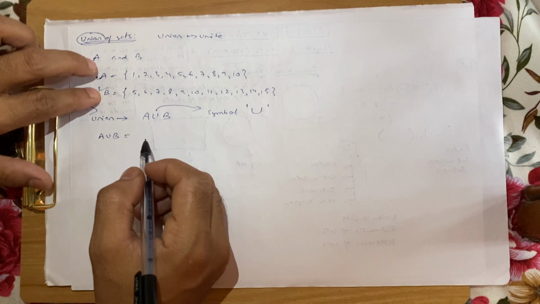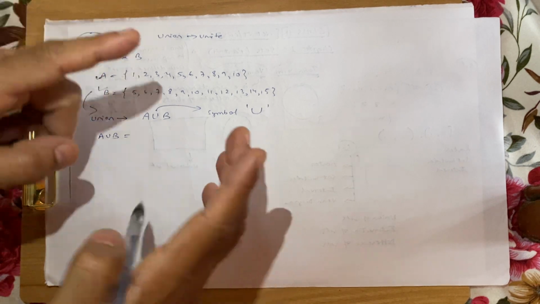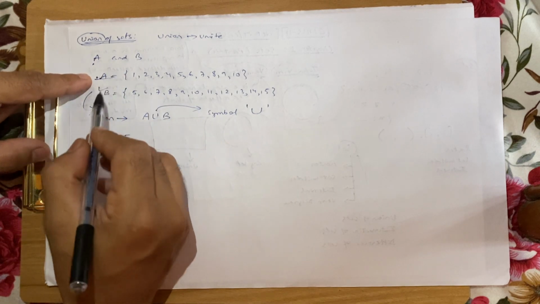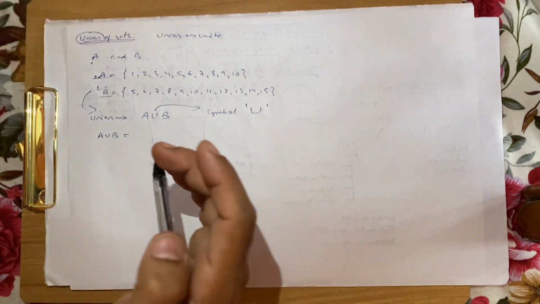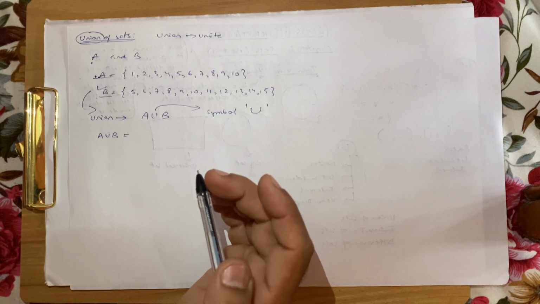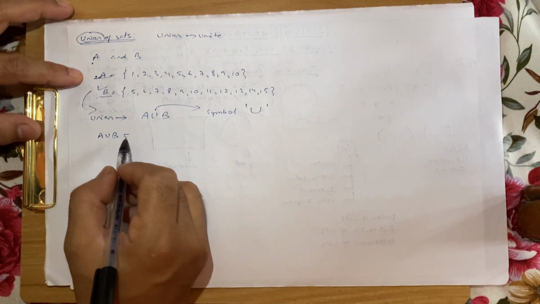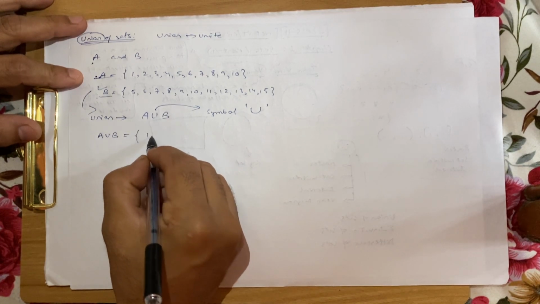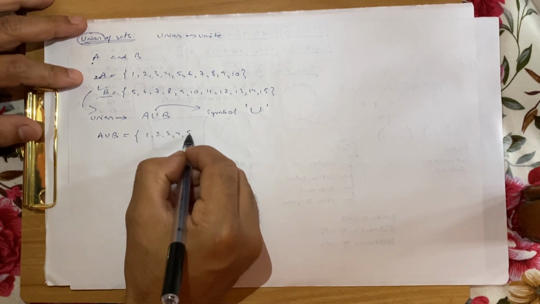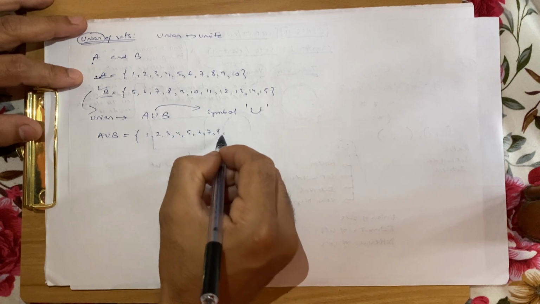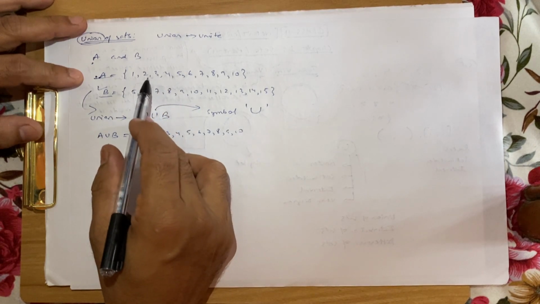So I need to combine the set A and set B together. This was a separate set, this was a separate set. So I need to combine A and B together and make it into one single set. Okay, so what will be A union B? It will be 1, 2, 3, 4, 5, 6, 7, 8, 9, 10. So these are the elements of the first set.